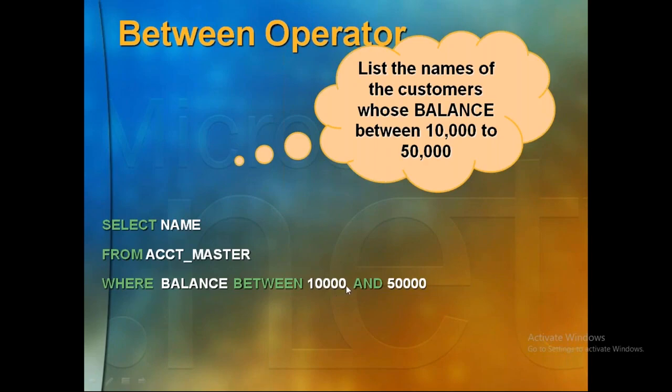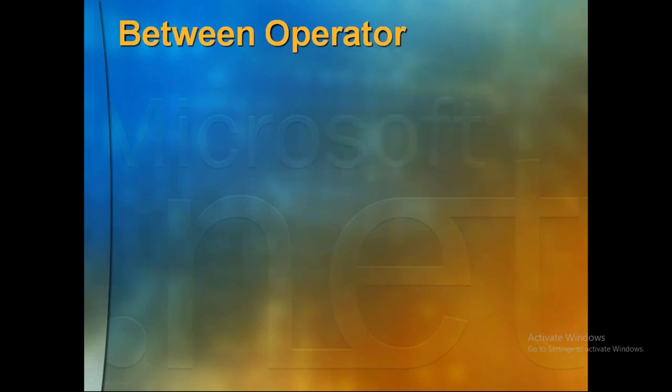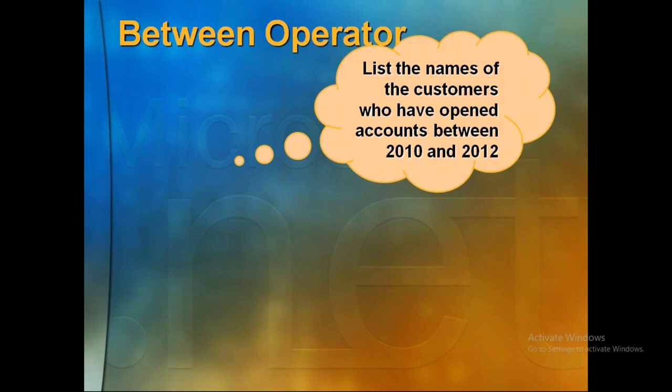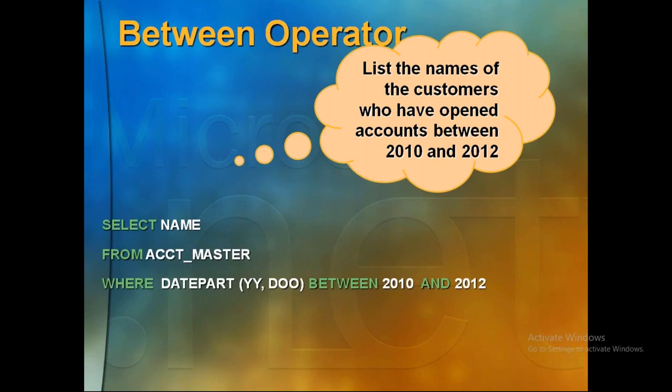Clear? You can also use, instead of greater than, less than, go for the between operator. Now, list the names of the customers who have opened accounts between 2010 and 2012. That means you have to include 10, 11, 12, upper limit, lower limit, and in between ranges. So DATEPART year of date of opening between 2010 and 2012. Clear? So this is what is called the between operator, that you can use.